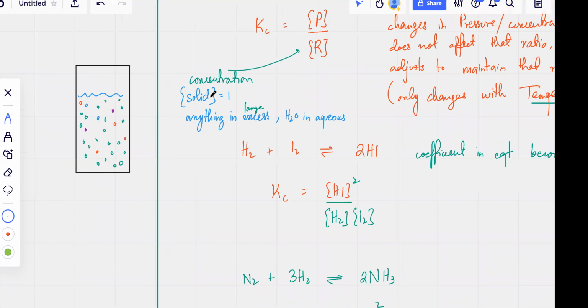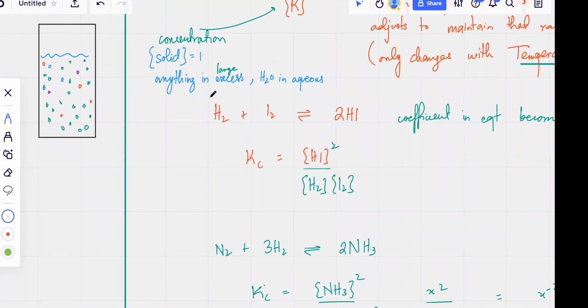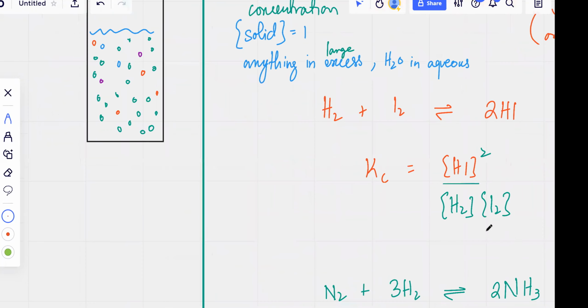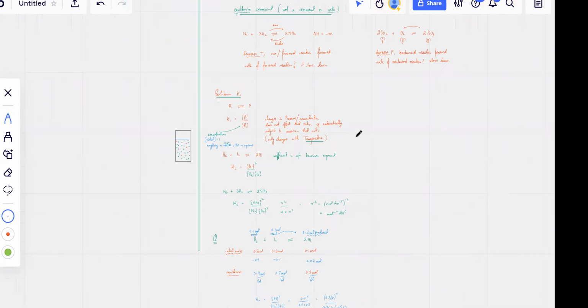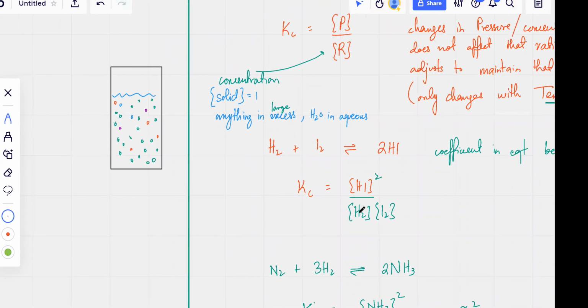It's 1 so that you don't have to write it in the expression. For example, I've got H2, and let's say that it's in large excess. Its concentration is a constant. So why do you need a constant thing over here? Just combine it with this constant, put the two constants together, get it out of the equation. If you put a 1 over there, then it's out of the equation. Writing 1 means you're not writing anything. Is that clear? Yes sir.